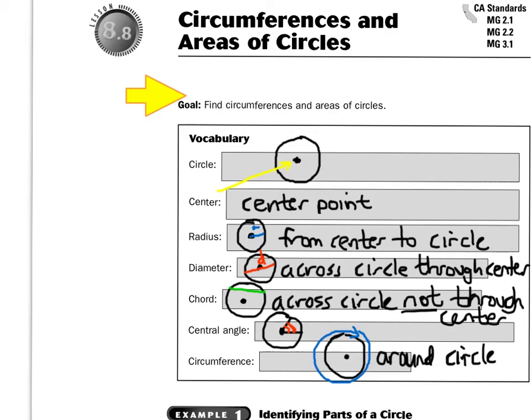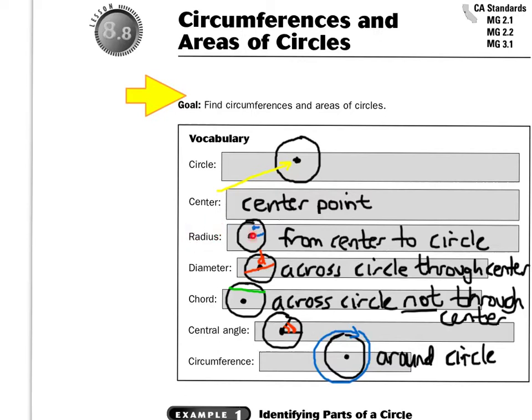Hello, you guys. Let's talk about 8.8, circumference and area of circles. So first of all, we have to understand that a circle cannot exist without that center point, okay? So make sure you draw a center point, and then I want you to sketch a circle around the center point, okay? It's all of the points that are equal distance away from that center point. And then, of course, the center point is right there.